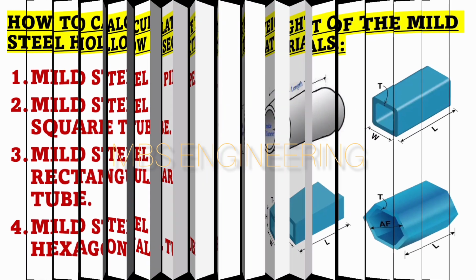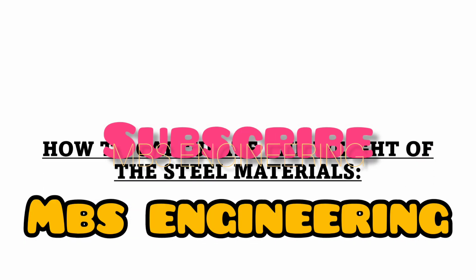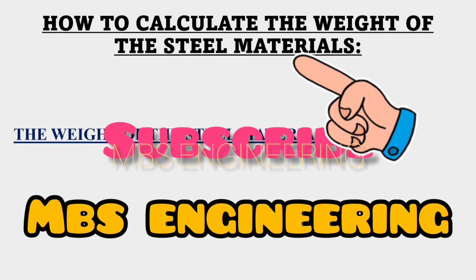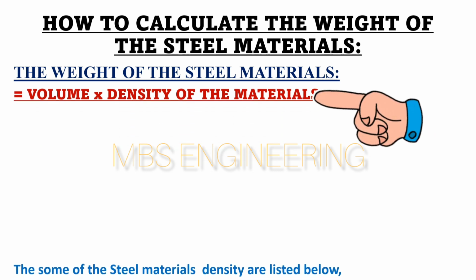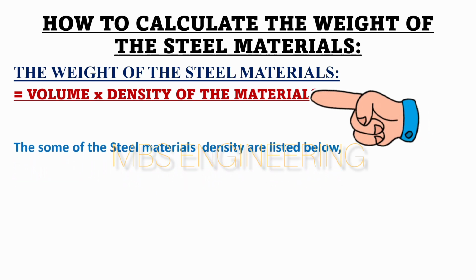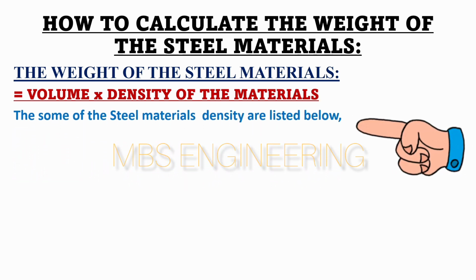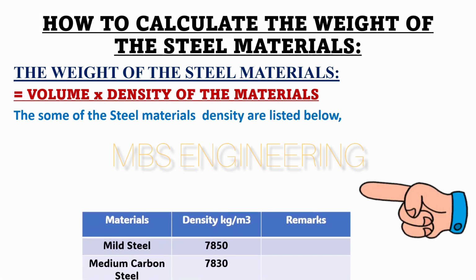Next, we learn about how to calculate the volume and weight of the hollow section mild steel materials. The weight of the mild steel materials is equal to the volume of the mild steel materials multiplied by the density of the materials. Some of the materials, like mild steel, medium carbon steel, high carbon steel, aluminum, and copper density details are listed below for better understanding.